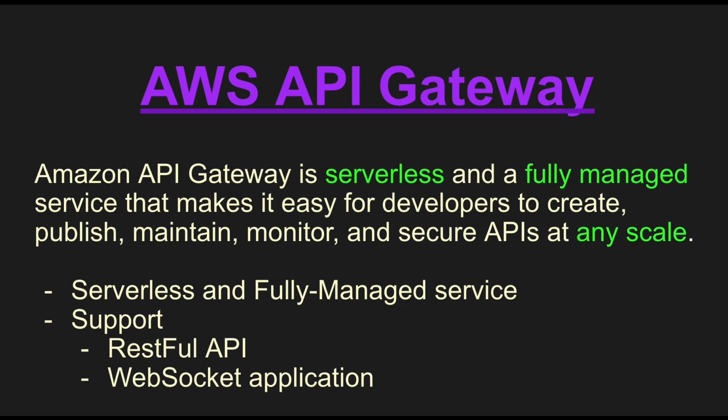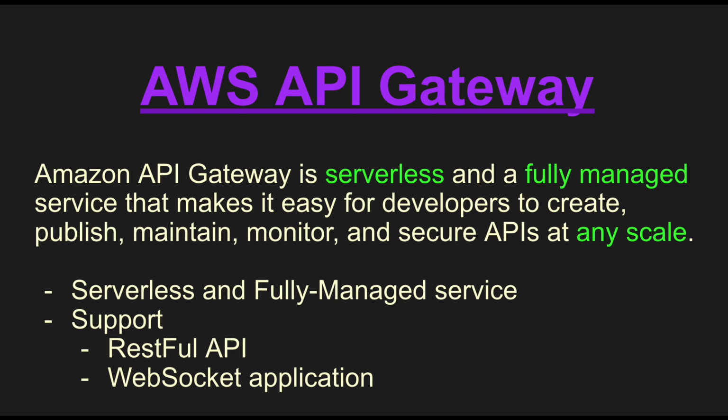API Gateway is a serverless and fully managed service provided by AWS, which allows you to create, publish, and especially secure APIs at any scale. It is more important at any scale. What does it mean? API Gateway scales in and scales out based on your number of requests. Basically, it supports conventional APIs, RESTful APIs, and WebSocket. So let's say if you want to create an application with real-time two-way communication, that's where you can use the WebSocket feature provided by API Gateway.